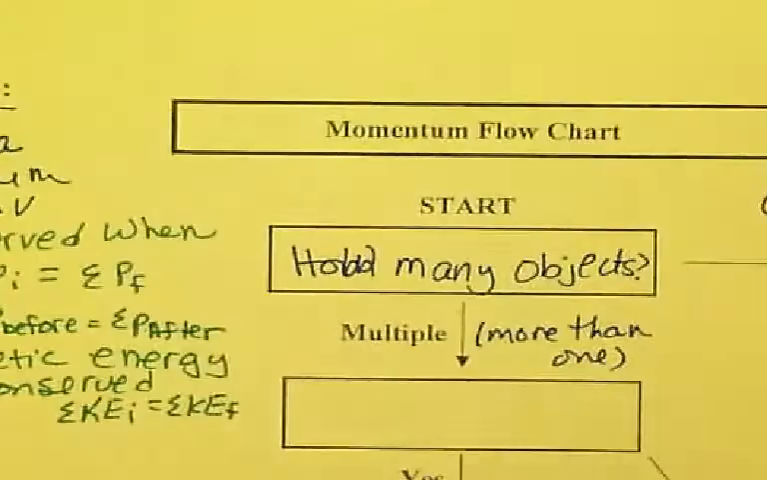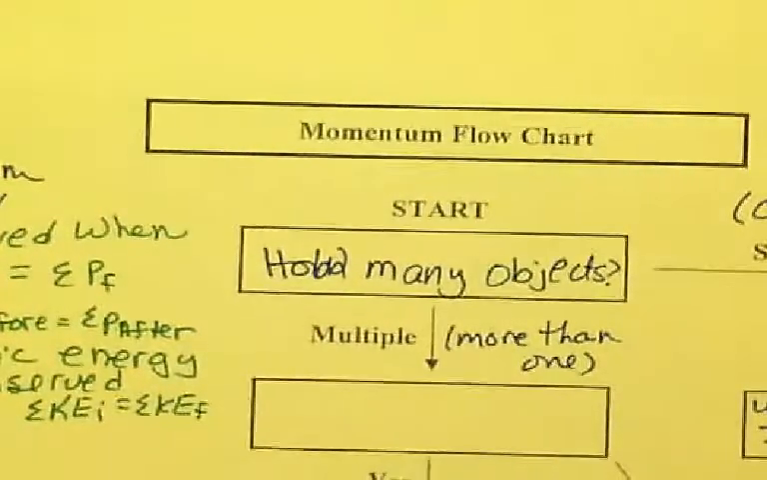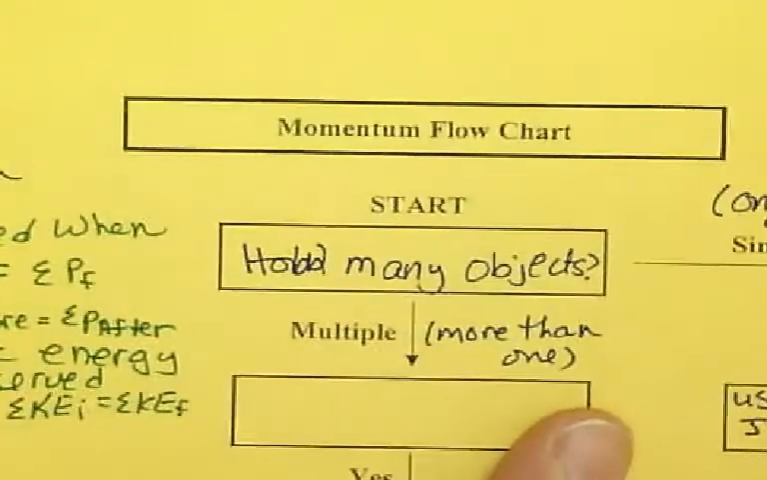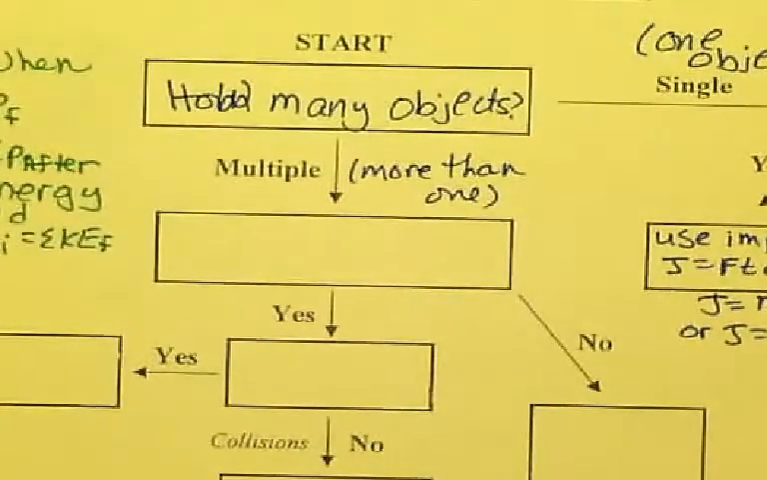Okay, we're going to come over to the middle then. What we filled out last time was the right-hand side, the how many objects. We're now going to do the more than one, okay? So previously we filled out this side for one object. Now we're going to go through and do the steps for more than one object.